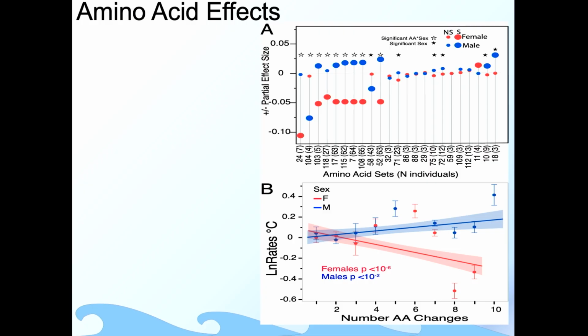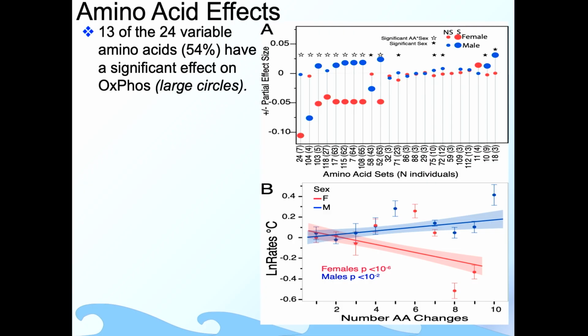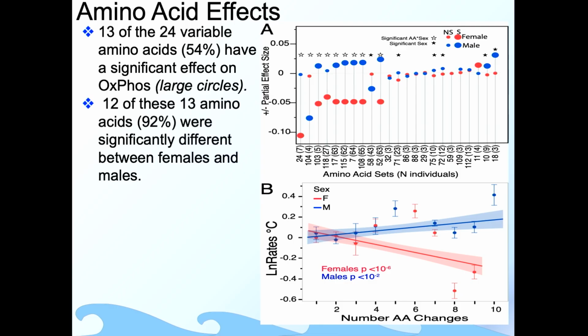And so we can look at the effect of the amino acids. There are 13 to 24 amino acids that affect mitochondrial rates. What you can see here on the top graph is the amino acid sets, and then the partial effect size, how much of the variance is explained by the amino acids. The large dots are significant. Red is females, blue is males, and the stars across the top show whether they're different between males and females. What you're supposed to see is that 13 to 24 amino acids have a significant effect on oxidative phosphorylation rates. 12 of these 13 amino acids are different between males and females, where females are typically less than males.